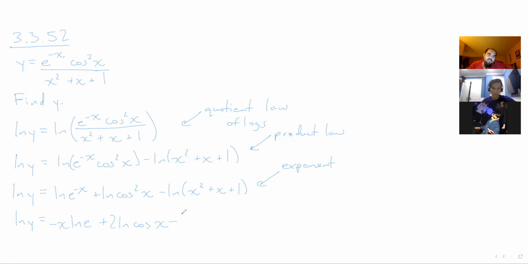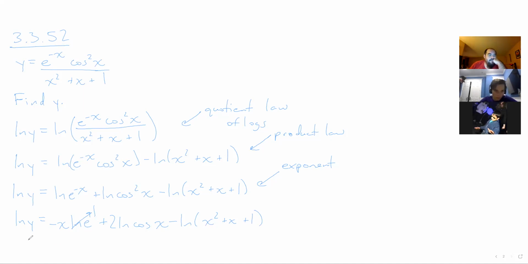So I think that's probably as simple as I can go. Actually, there's one more thing here. What is the natural log of e? It's 1. So I'm going to do that as well: negative x. Now I think I'm ready to take a derivative.